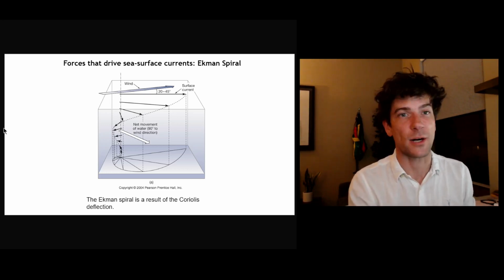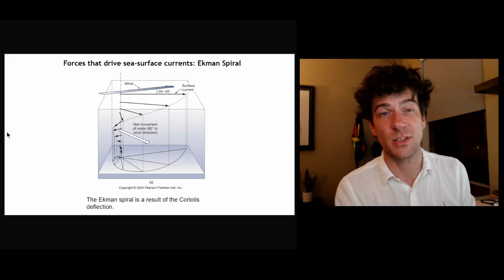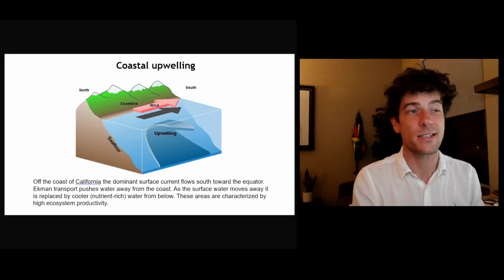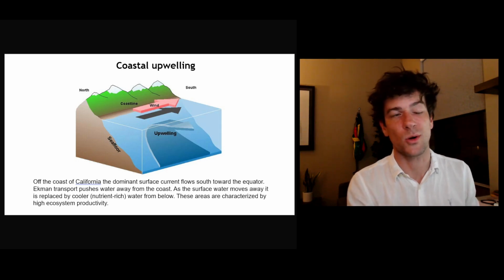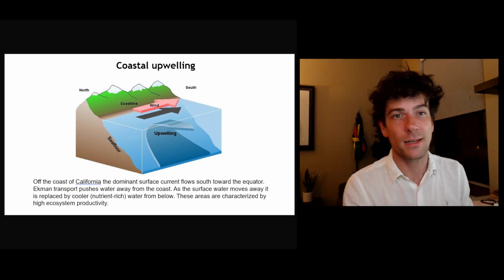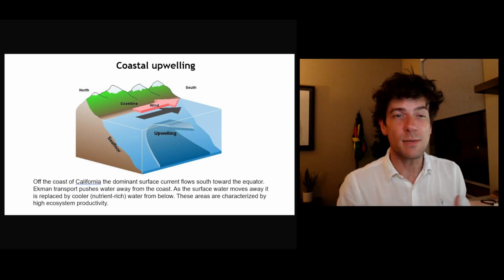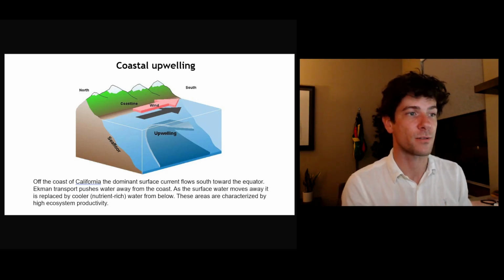It's called the Ekman spiral. It's a really important concept in physical oceanography. It leads to a variety of effects. Probably most importantly, it leads to upwelling. And upwelling is really important because it represents a transfer of deep ocean water back to the surface, okay?